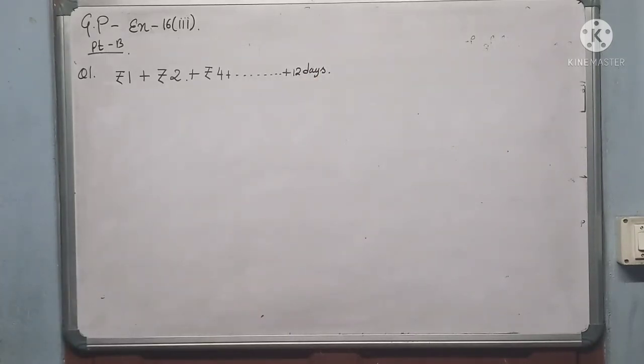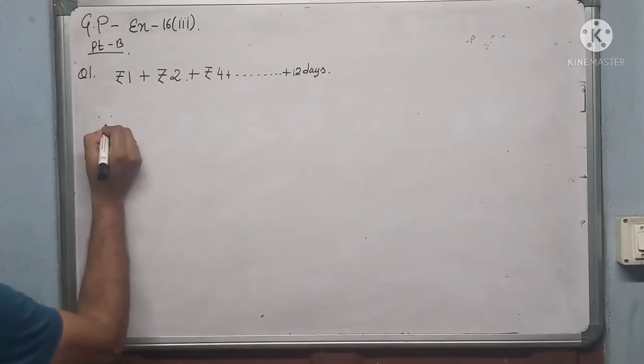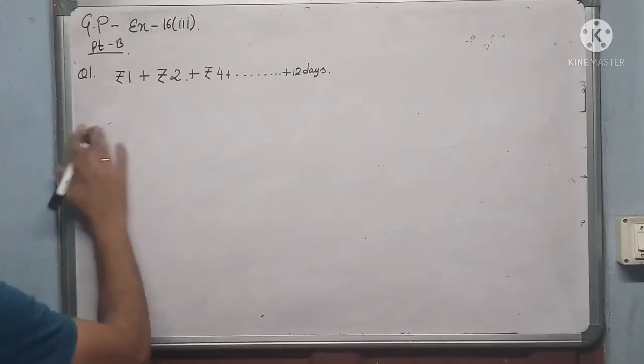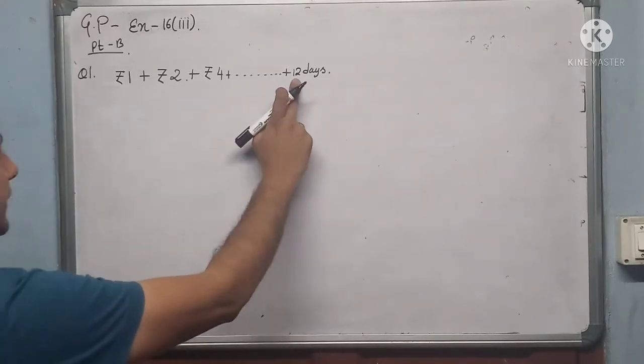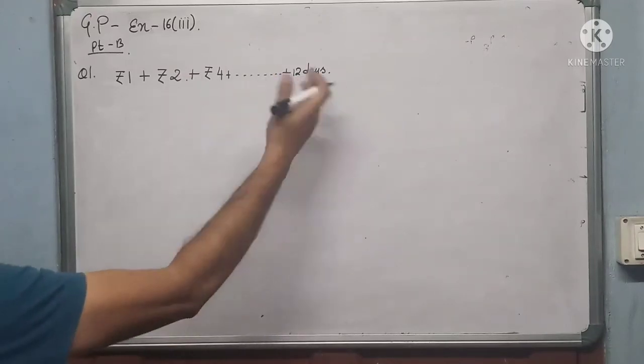If you save 1 rupee today, 2 rupees next day and 4 rupees on the succeeding day and so on, what will be your total saving in 12 days? That means the total saving means sum. Sum of n terms formula that I'm going to use. N is 12 days. How much will be your saving?